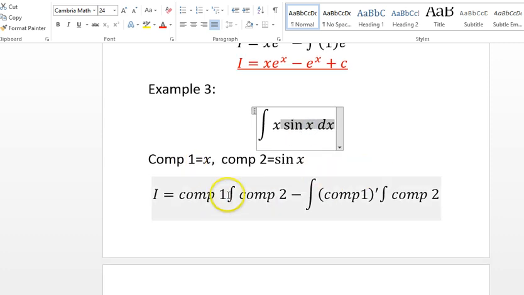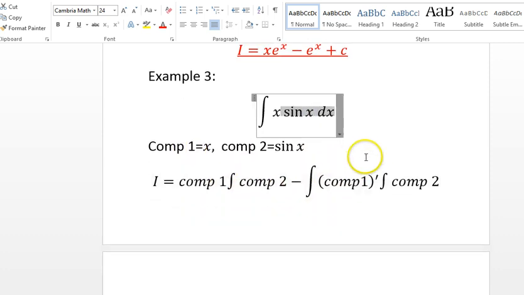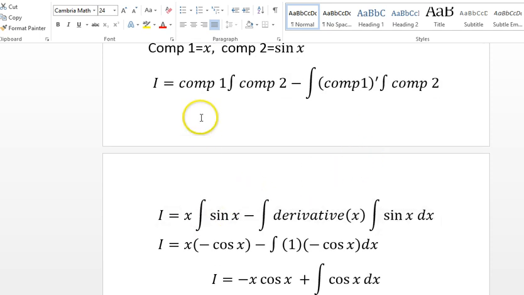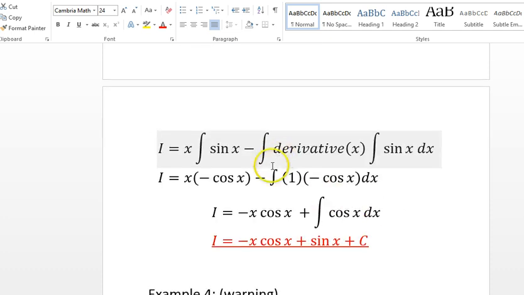So now we use the formula: comp 1 times the integral of comp 2, minus the integral of comp 1 prime times the integral of comp 2. So comp 1 is x, right? Times the integral of comp 2, which is the integral of sine x, minus, remember you have to differentiate here, the derivative of comp 1, which is the derivative of x, times the integral of comp 2, which is the integral of sine x. So x times the integral of sine x is negative cosine x, minus again a big integral sign, the derivative of x is 1, and the integral of sine x is negative cosine. You've got to be careful of the negative signs, because we are now to do another integral here.